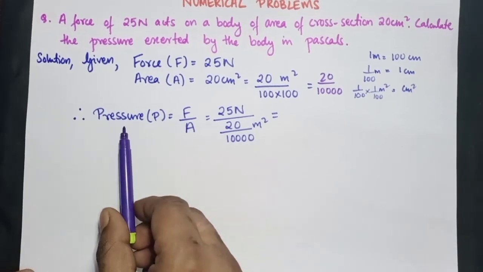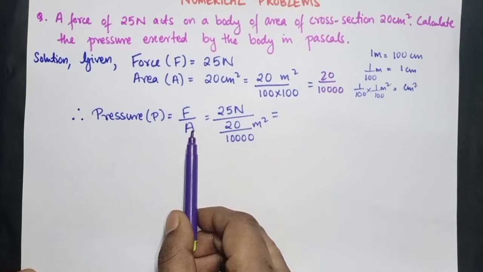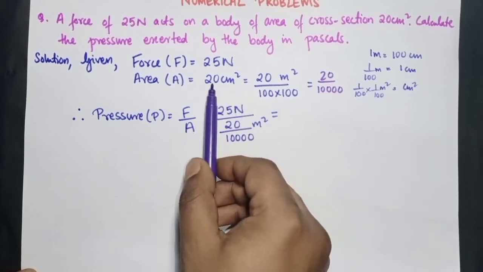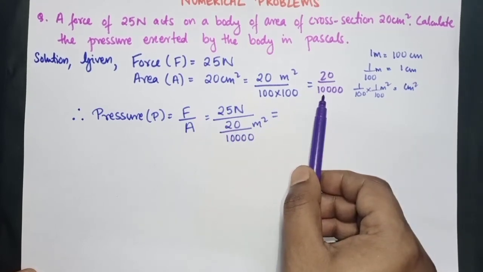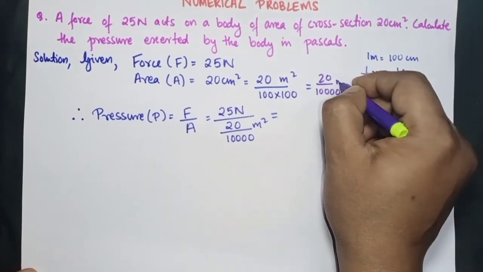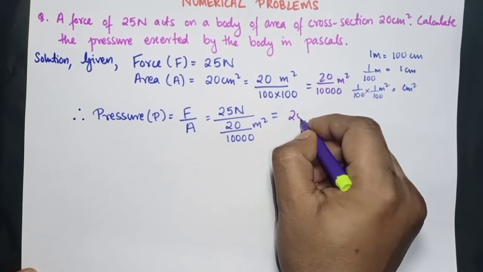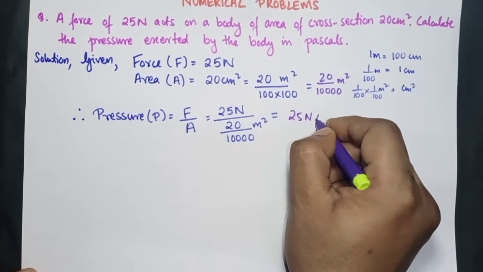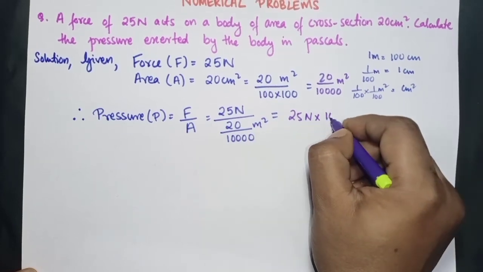Now we have pressure equals force upon area. This is the formula. Force, what is the value? 25 Newton. And what we got just now, area is 20 upon 4 zeros, 10,000 meter square. So this will be meter square. Now what we can do, as you know that 25 Newton into, when you divide and then multiply, the lower one will go up, so this will go up.